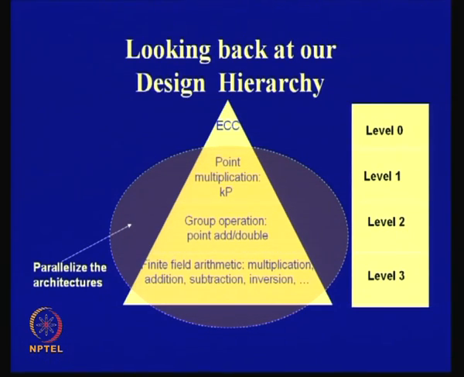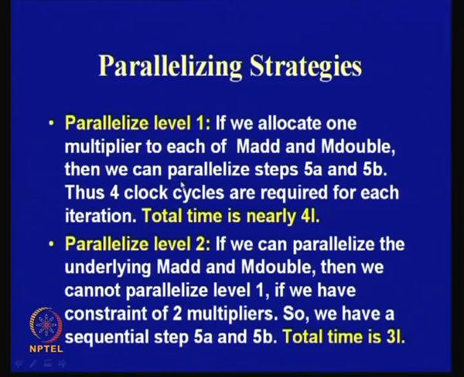Okay. That is, I can either parallelize level 1 or I can parallelize level 2. Here are some comments. Suppose we allocate one multiplier to each of m add and m double, then we can parallelize steps 5a and 5b. So we have two multipliers, and we are allocating one to the addition and one to the doubling.